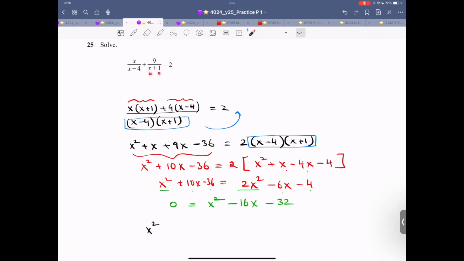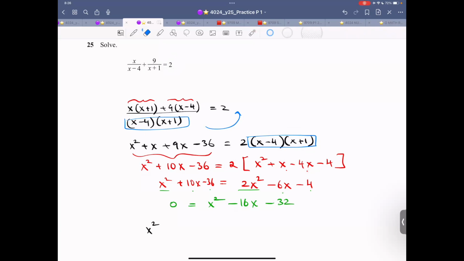So this is x into x plus 1, x squared plus x. 9 into x minus 4, 9x minus 36. x minus 4 into x plus 1: x squared plus x minus 4x minus 4. Don't forget there is a 2 over here. So 2x squared plus 2x minus 8x, which is negative 6x.